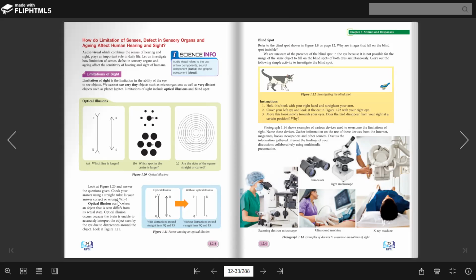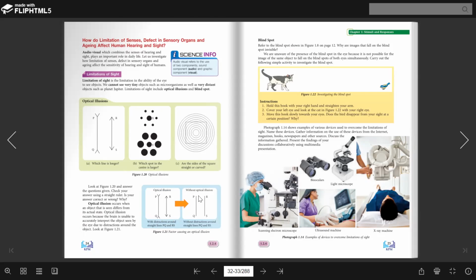From the definition, optical illusion occurs when an object is seen differently from its actual state. Optical illusion occurs because the brain is unable to accurately interpret the object seen by the eyes due to distraction around the object.